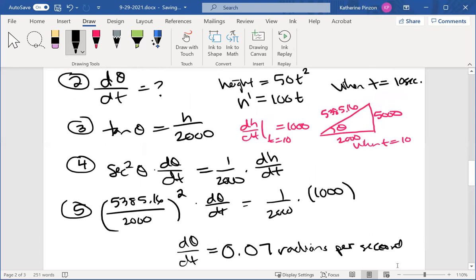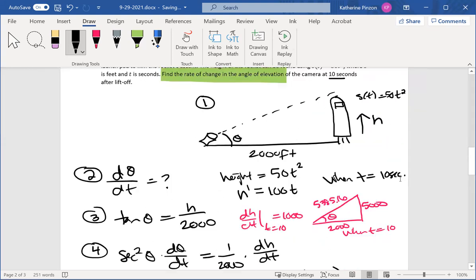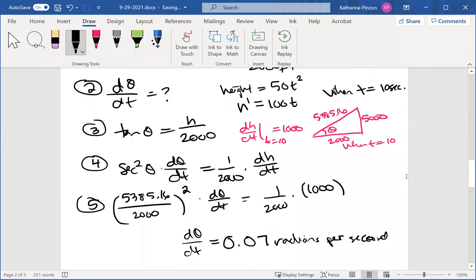Okay, let's see if I can fit it all on at one time. Oh dear Lord. Second to look at this problem. Yeah.